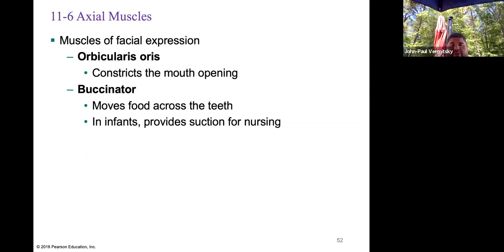Muscles of facial expression. Let's start there. We have the orbicularis oris. This will constrict the mouth opening, and that muscle is located right around here. Then you have your buccinator muscles. These are your cheek muscles. They help to move food across the teeth, and also in infants, they provide suction for nursing.